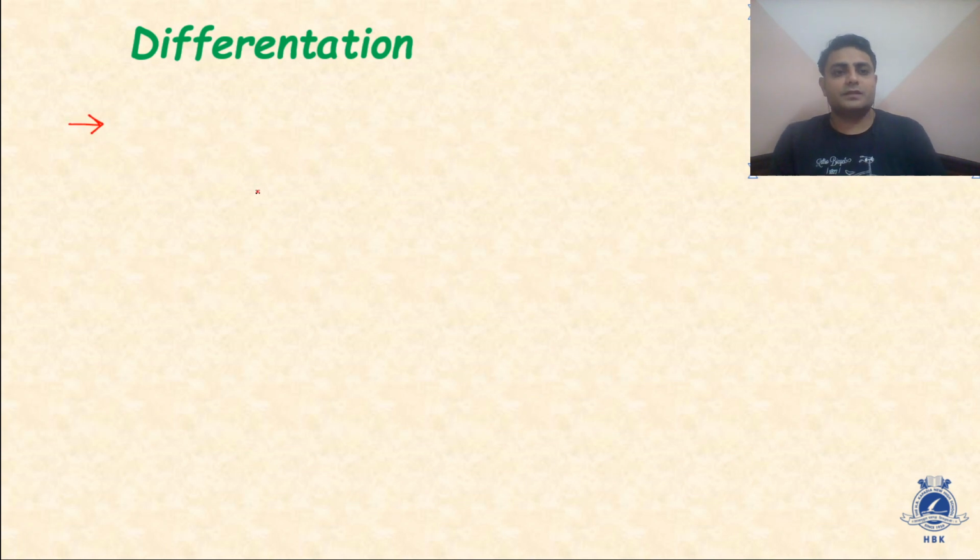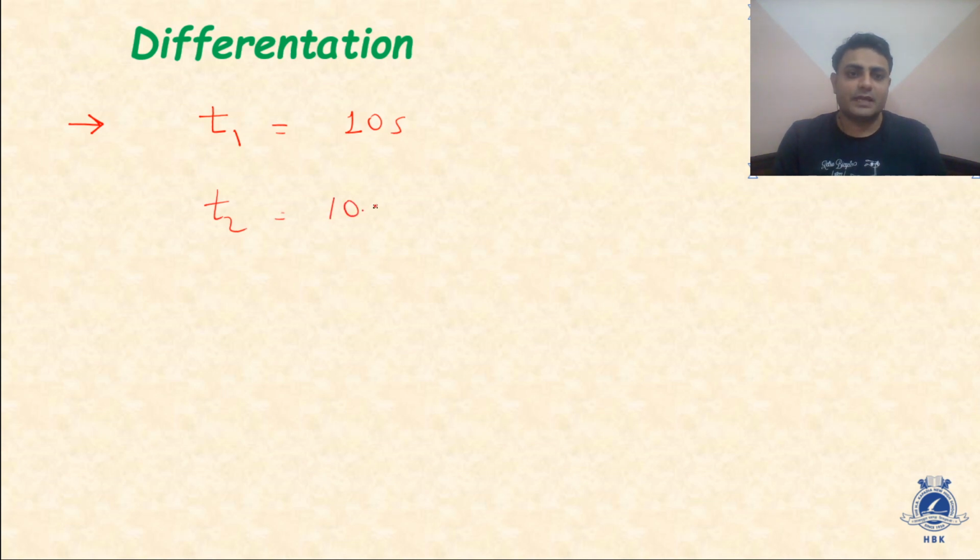If the change is like this, suppose initially the time is 10 seconds, and after some very short time, the time becomes 0.00001 second, then instead of delta we will write d to indicate this small change. So for a very small change we have to write dt. Now the question arises: how small should the change be? The small change will depend on the reference. Which reference we are taking will decide the value of d.